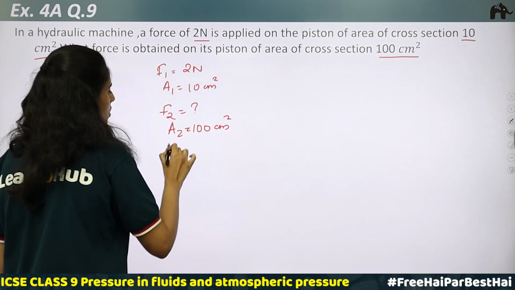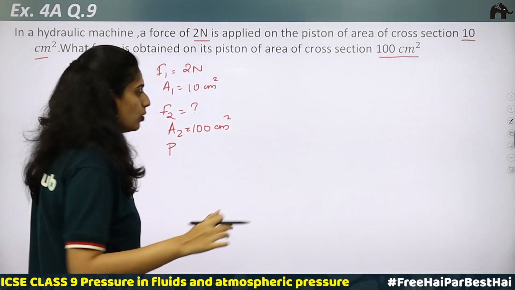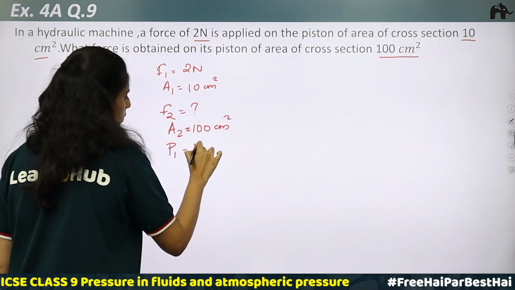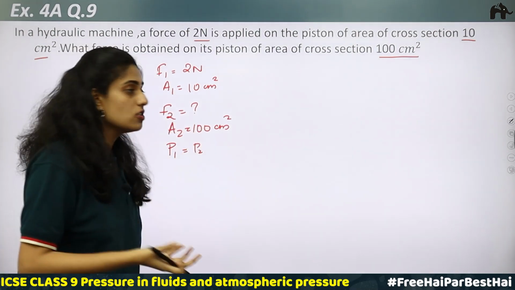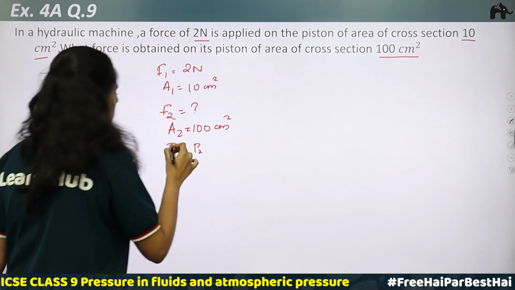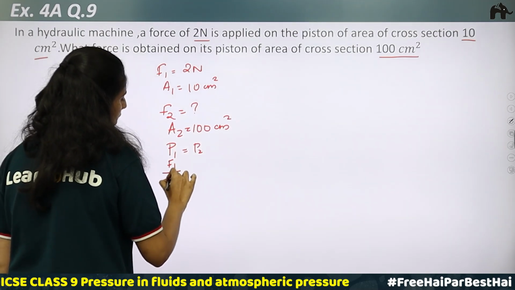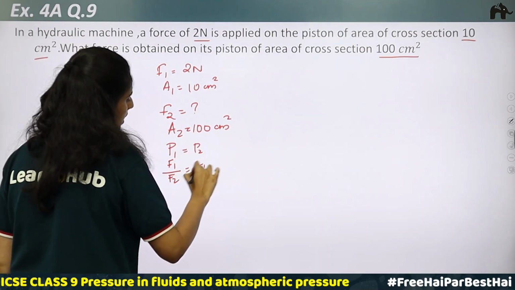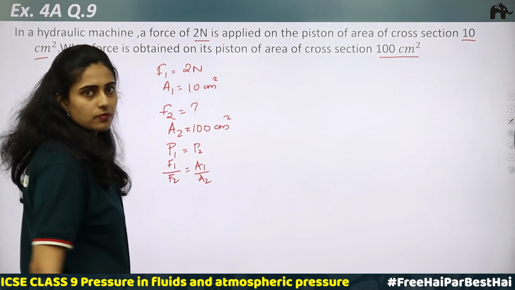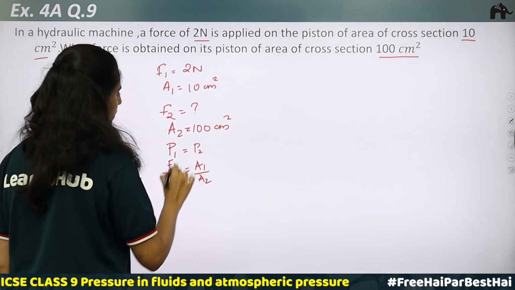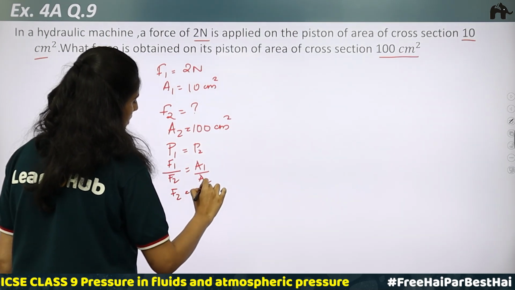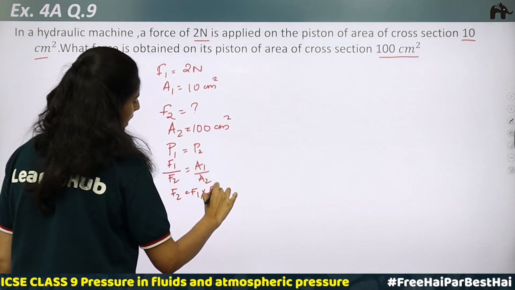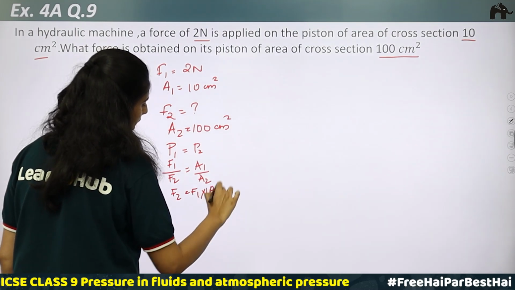According to Pascal's law, the pressure will be equally transmitted. P1 will be equal to P2. Small force on a small area will produce a large force on a large area. So, F1 divided by F2 is equal to A1 divided by A2. Here, we have to find what F2 is. F2 will be equal to F1 into A2 divided by A1.